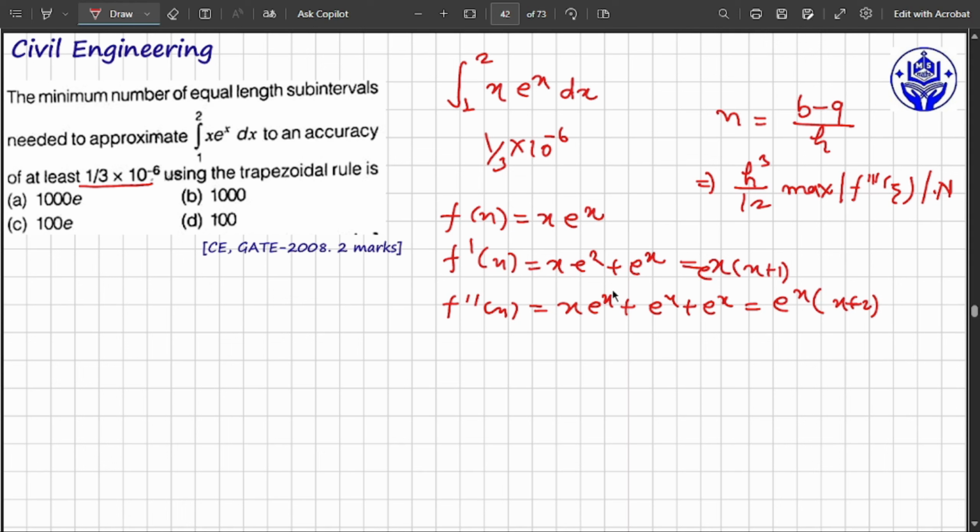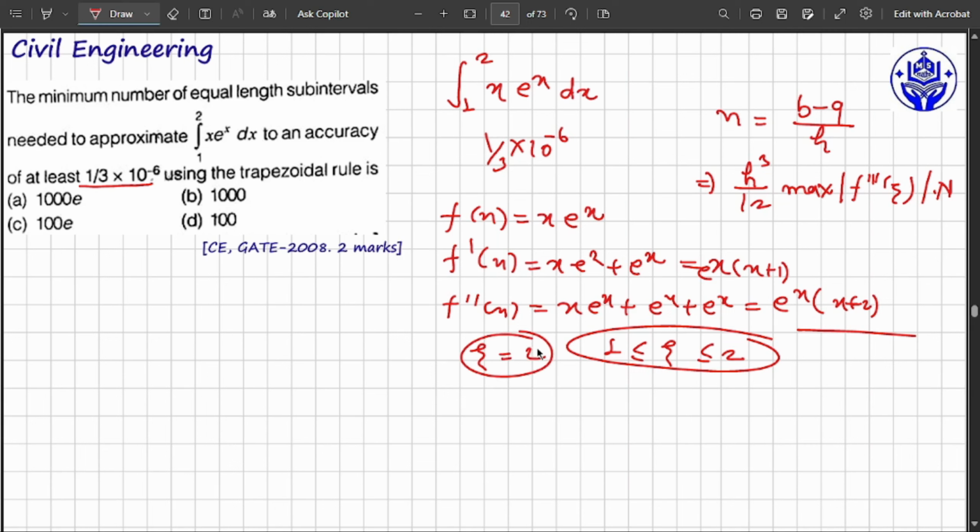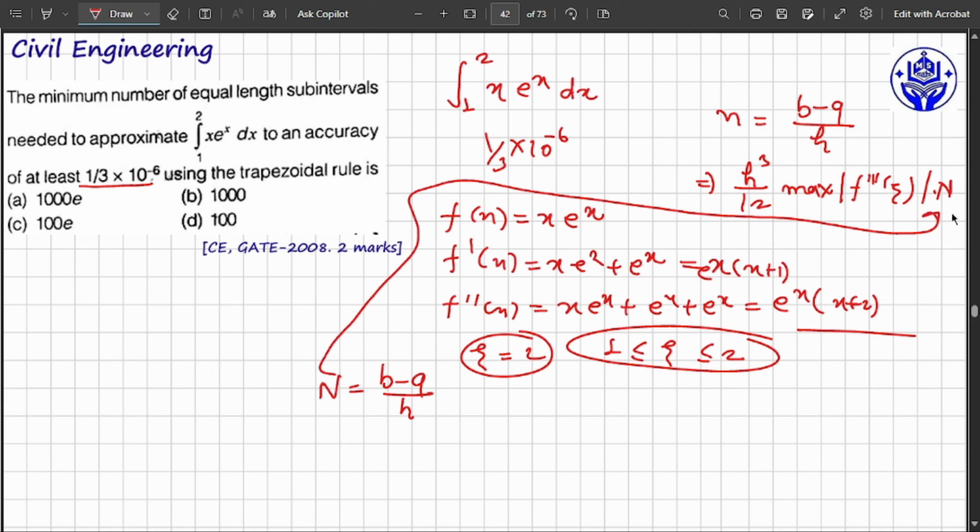So these are the values, and since both e to the power x and x are increasing functions, the maximum value occurs at the end of the interval. Let's say the maximum value occurs at xi equals 2. So on finding the value, we can find n, which is b minus a divided by h. On putting this in this formula, I will find the bound of the truncation error. That is h cube upon 12 times the maximum value of this.